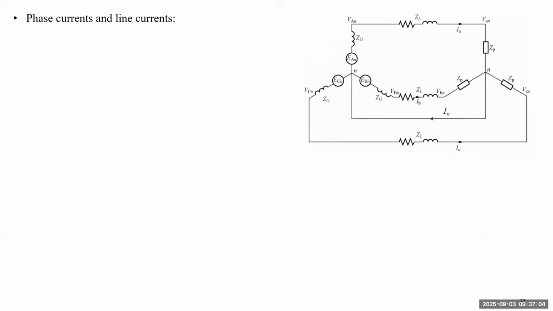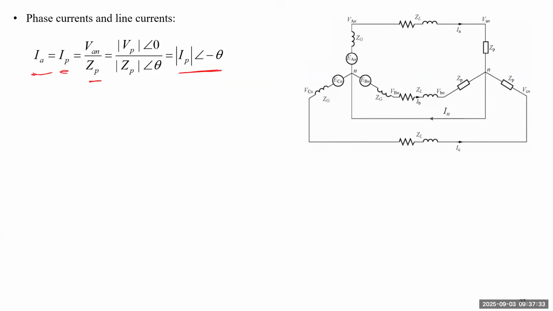Next, we want to get the phasors for the phase and line currents. For the Y-connected load, the current going to each phase is the same as the current going to that line. So IA, we just call this one the phase current, is equal to the phase voltage divided by the load of each phase. So we'll have the angle negative theta, where theta is the power factor angle. Then we can get the currents for phase B and phase C.